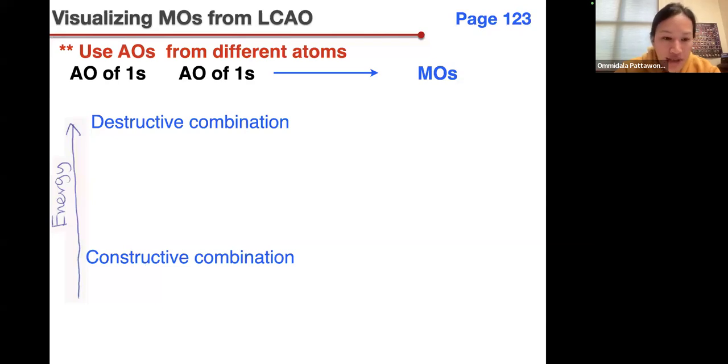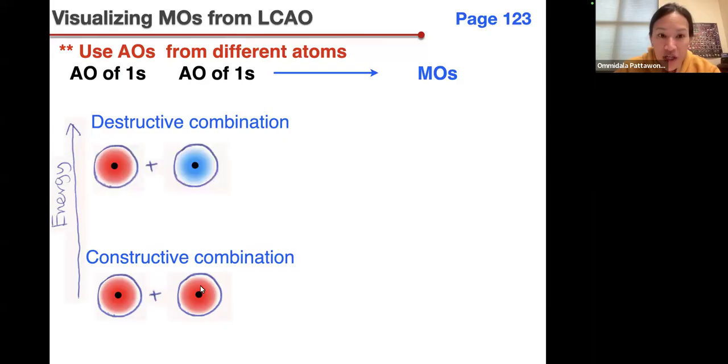In this case, I'm combining s orbitals. If you don't want to do color coding, it would be positive added to positive, or negative added to negative, for example. Then the destructive combination would be the opposite color or opposite phase, so it would be positive versus negative, or negative versus positive.